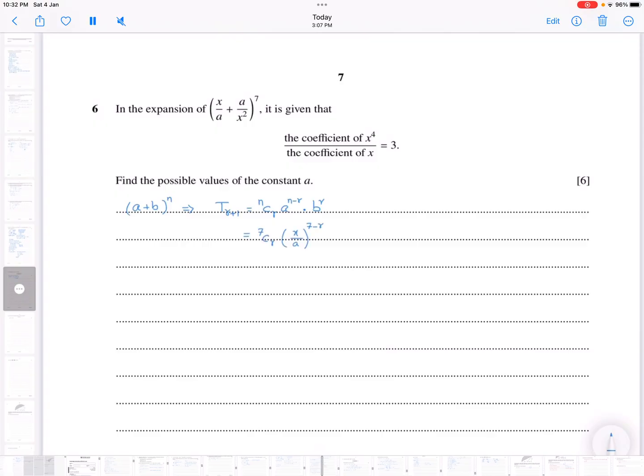My n is 7. So I don't have r, so we will try to find out the value of r. So a is x over a, power n minus r, which means 7 minus r, and times b, which is a over x squared, whole power r. Okay, now collect the x terms to find the value of r.